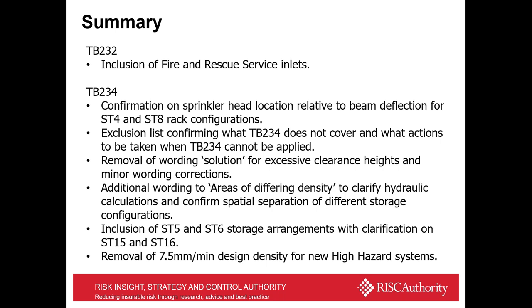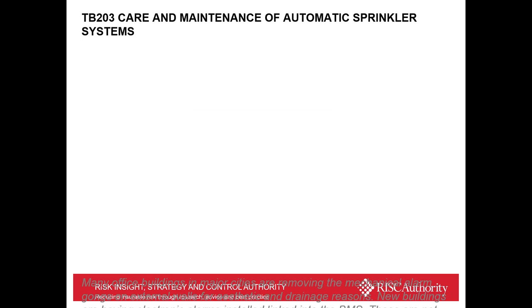Areas of differing density, there's confusion on site with regards to what should be and what isn't at this moment in time, so it can affect the hydraulic performance of a sprinkler system, so we've added a little bit more information into that. Inclusion of ST5 and ST6 from 12845 into TB234, because there has been numerous emails to us from industry with regards to what the difference is between ST5 and 6 and ST15 and 16. So we've hopefully clarified the differences between these two. And following a bit of research, we've removed 7.5 mil design density for all new high hazard systems. So that's a summary of the changes that we're going to try and cover over the next 45 minutes.